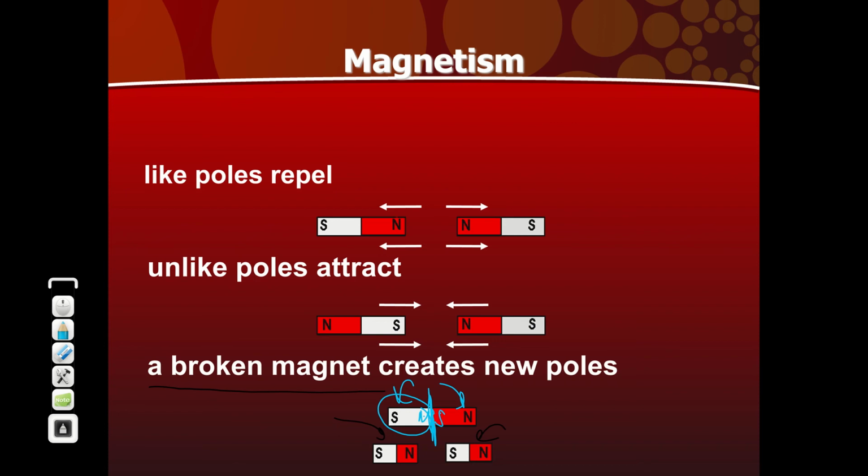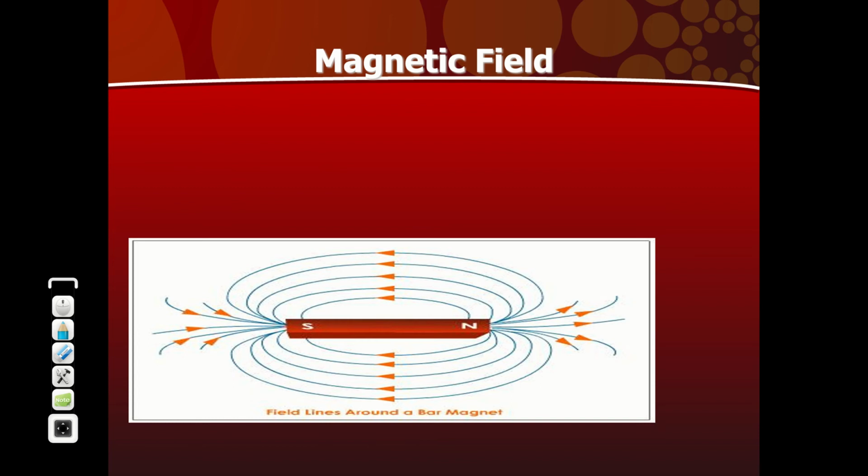So they do continue to be magnetic. Okay? So like poles repel, unlike poles attract, opposites attract, and we can continue creating more magnets if we break them. Now, they will get weaker. You have less electrons, they will get weaker.